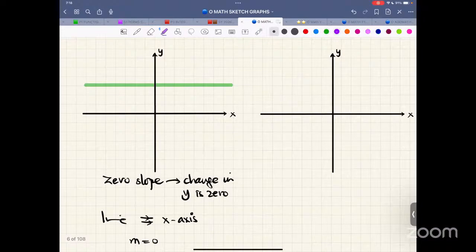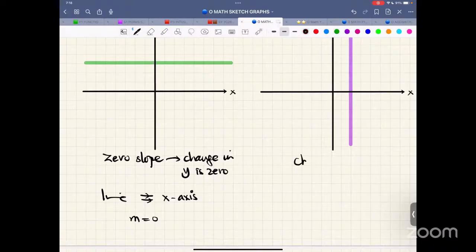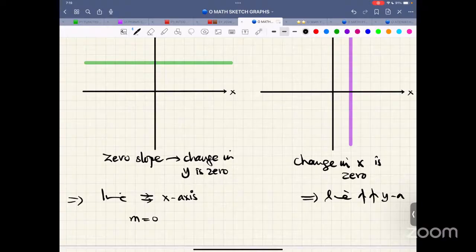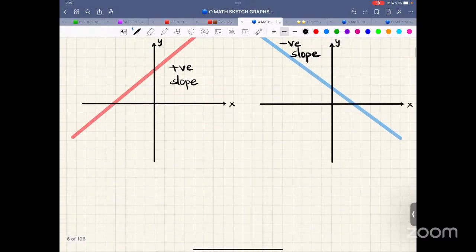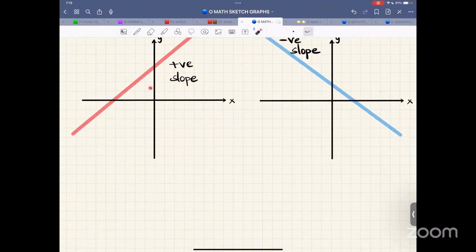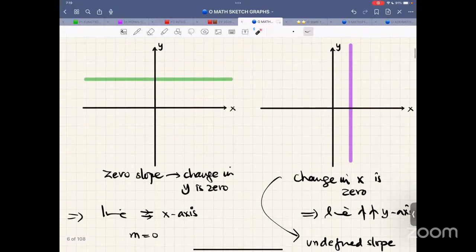And when we talk about undefined slope, that means change in x is 0. Therefore, the line is parallel to the y-axis. And this is undefined slope. So that means a line can only have 4 possibilities: positive slope, red line; negative slope, blue line; zero slope, green line; undefined slope, that is this.